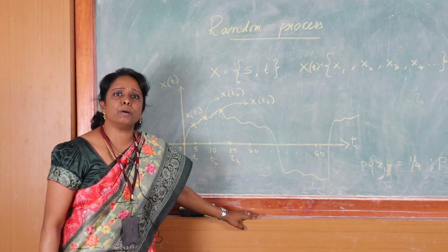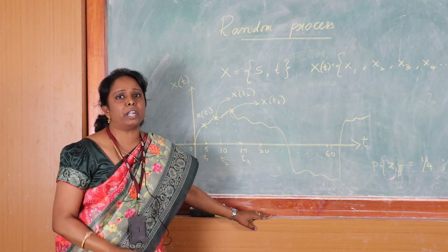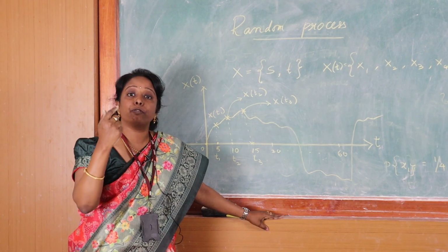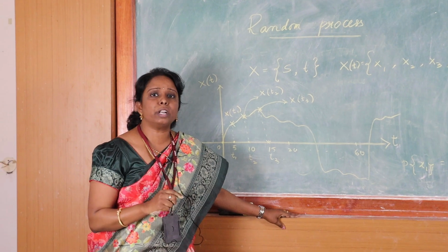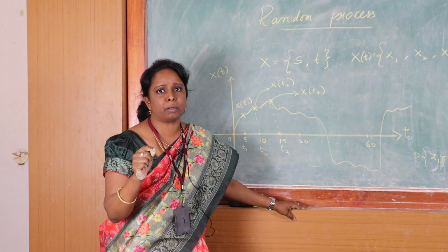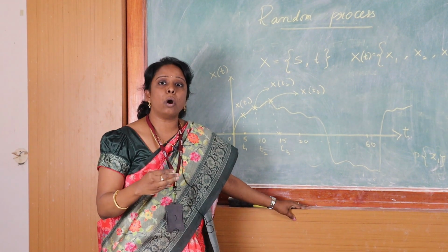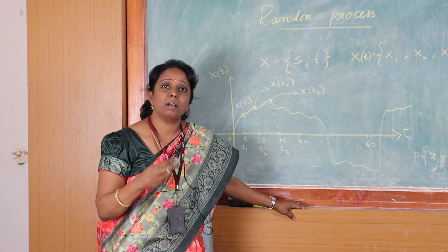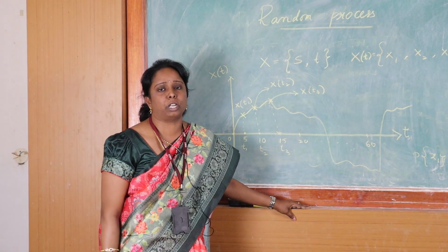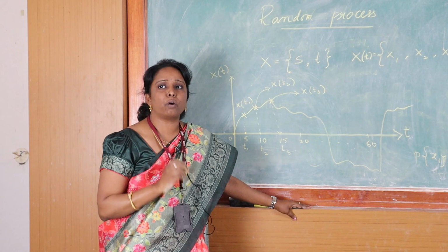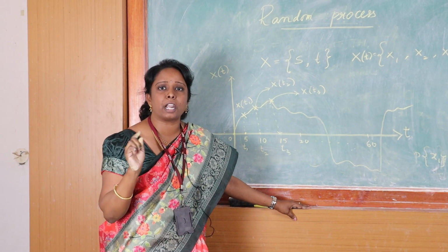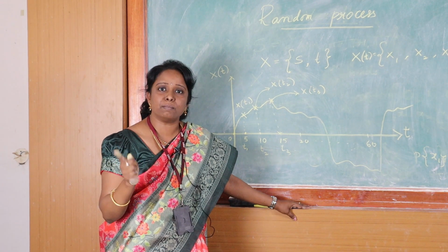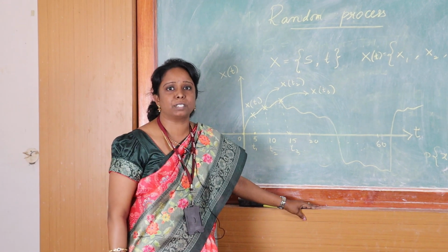How many types of random process are there? There are 4 different types of random process. There are 2 different types of random variables, as we discussed earlier. What are the 2 different random variables? Discrete random variable and continuous random variable. Now how many types of random process are there? Completely different from the previous one. There are 4 different types of random process: continuous random process, discrete random process, continuous random sequence, and discrete random sequence.